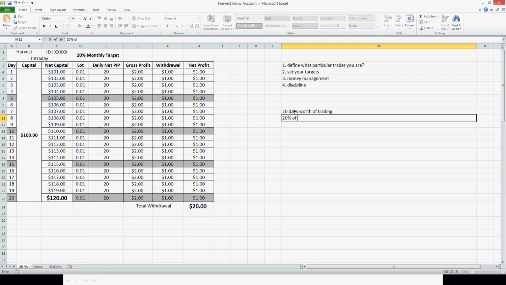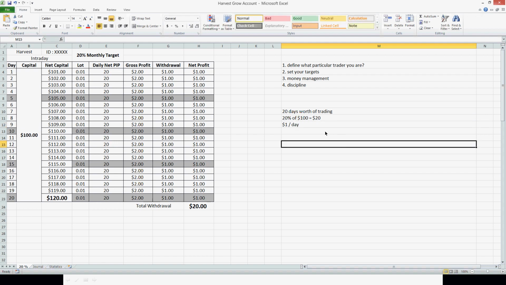20% of $100 equals $20. So for 20 days, in reality, you should be earning $1 a day. I'm pretty sure that most of you traders out there would be able to do this. But it all depends on the fourth aspect and the third aspect, which is money management and discipline.